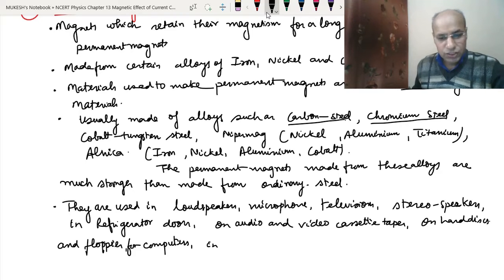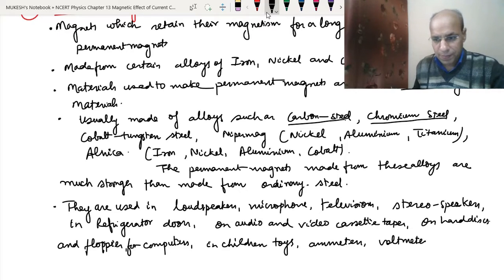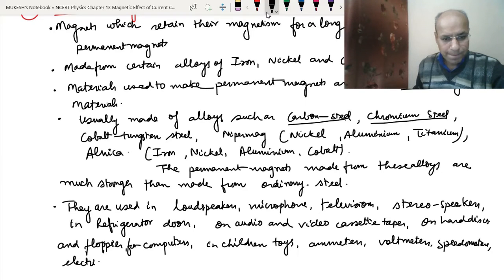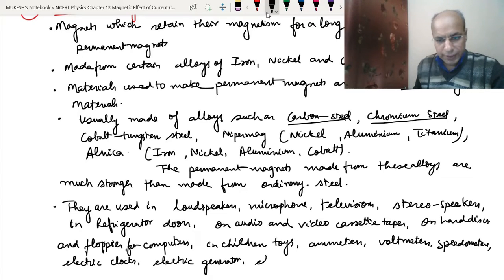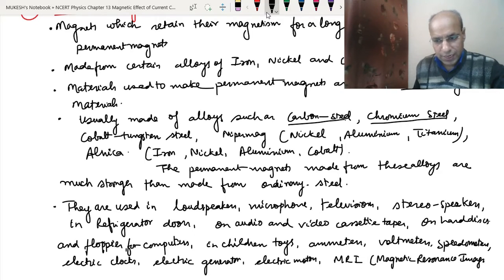Okay, in children's toys, ammeters, voltmeters, speedometers, electric clocks, electric generators, electric motors, MRI, which means magnetic resonance imaging. So there are so many uses of the permanent magnets.